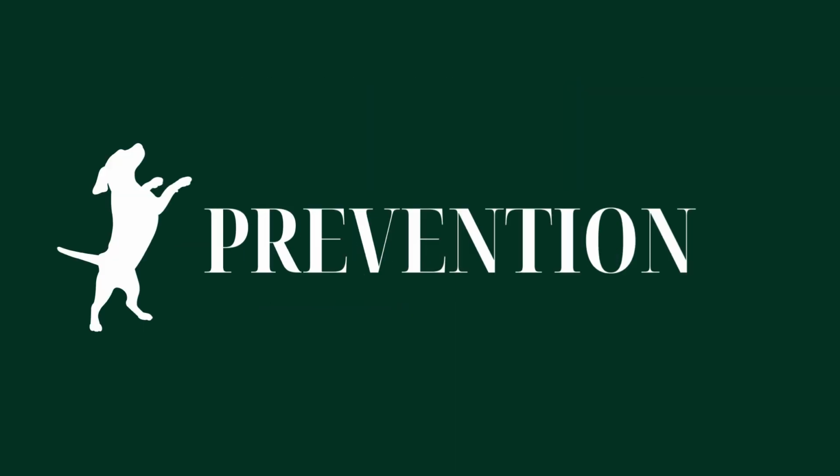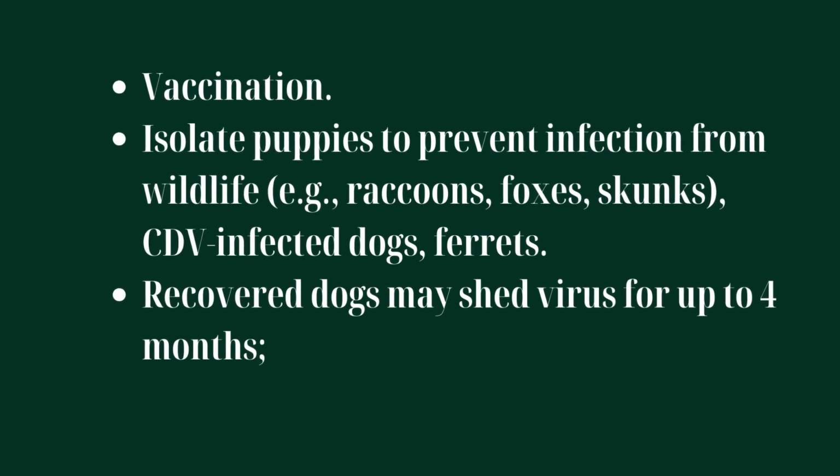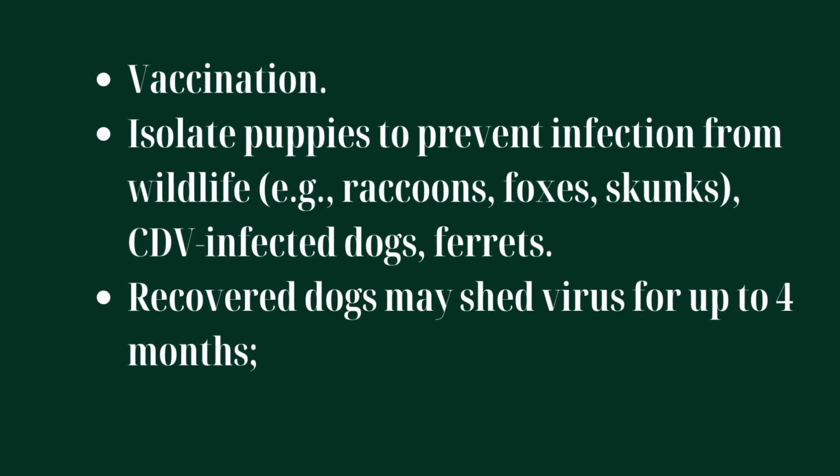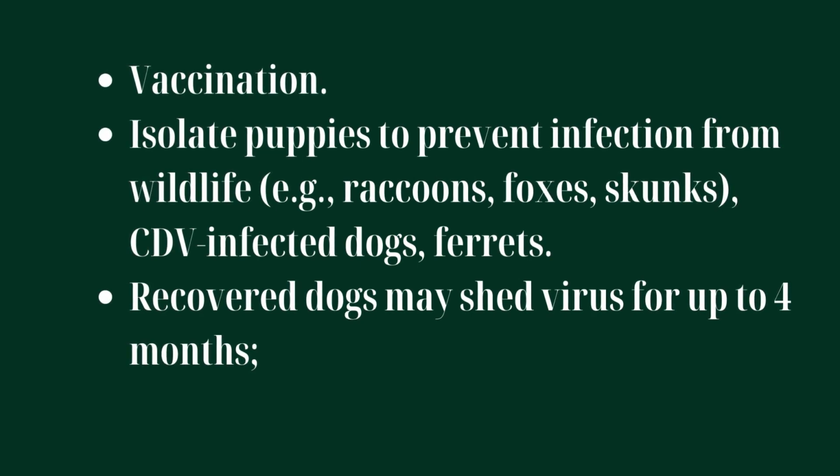Prevention of canine distemper. Vaccination. Isolate puppies to prevent infection from wildlife, e.g., raccoons, foxes, skunks, CDV-infected dogs, and ferrets. Recovered dogs may shed virus for up to 4 months.